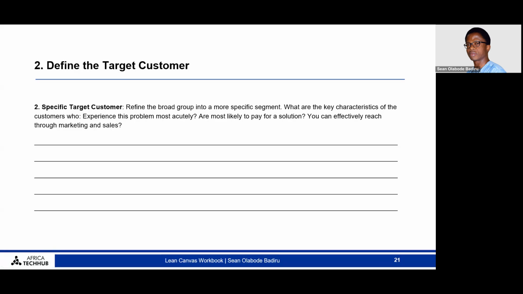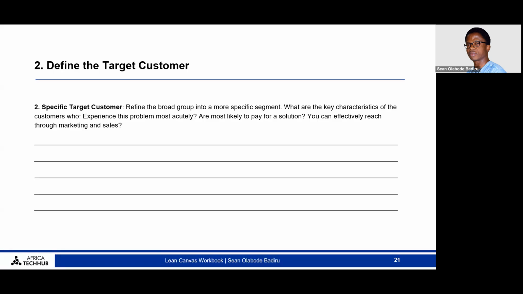Now, number 2, the specific target customer. So let's refine this broad group into a more specific segment. What are the key characteristics of the customers who experience this problem most acutely, who are most likely to pay for a solution, and you can effectively reach them through marketing and sales? Please, these 3 are key. If you can't reach them, they are not your specific target customers.